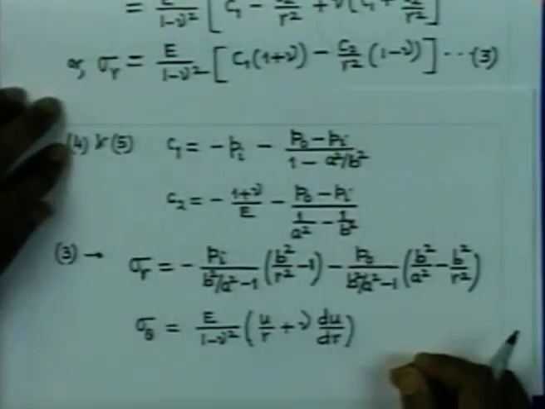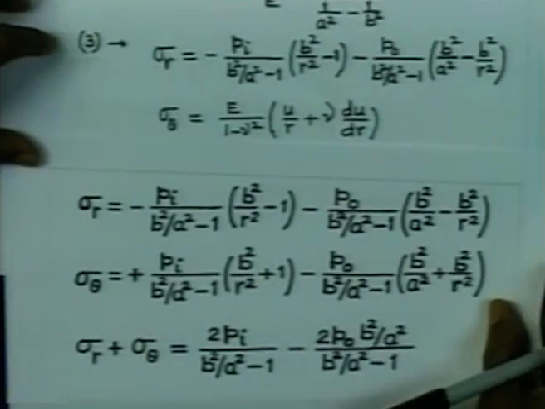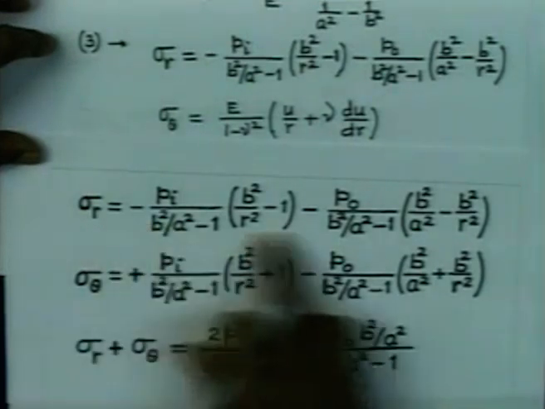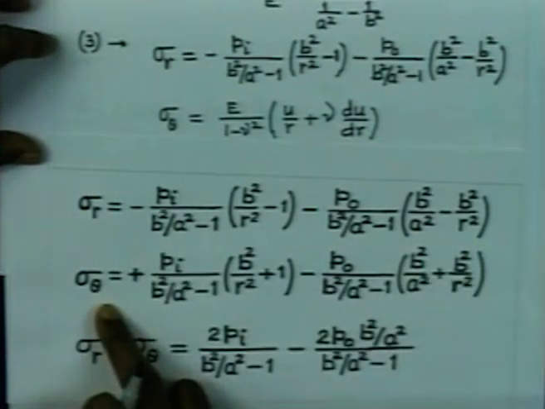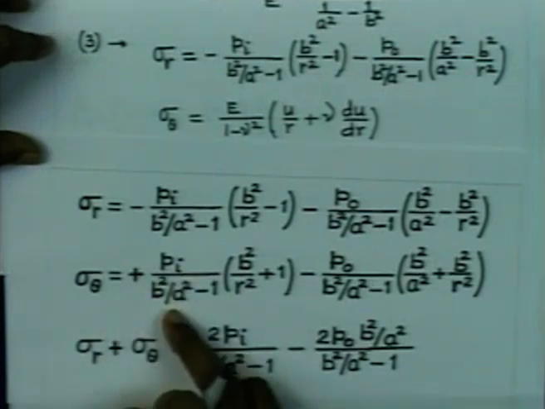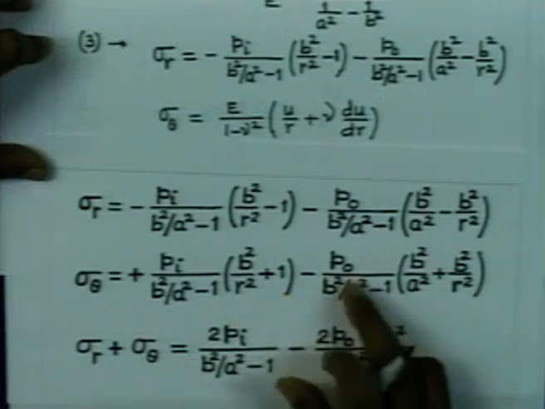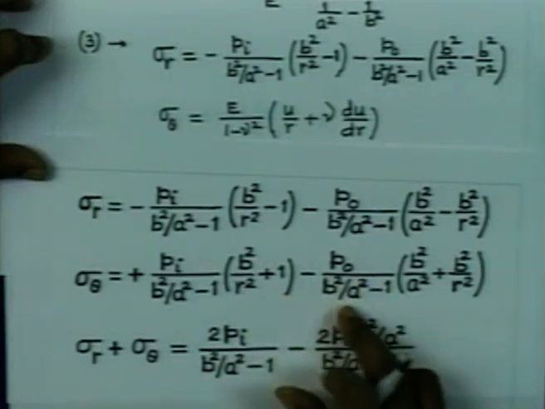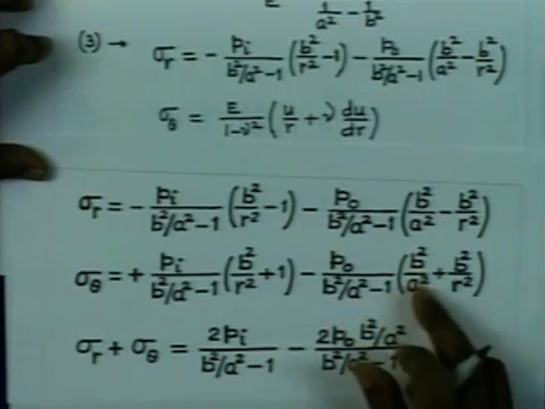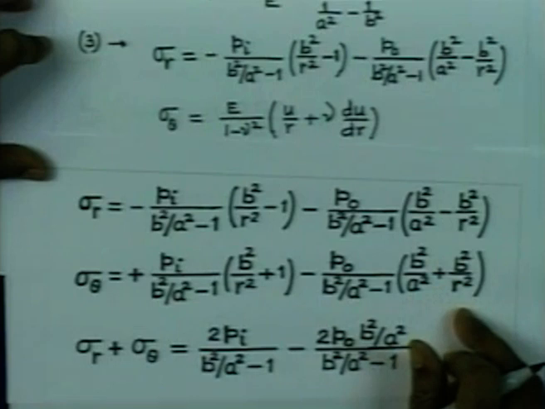Now that we have got u, we can substitute here, thereby we will get the value of sigma theta. So, therefore, this sigma theta will look like this. Your sigma r is this, sigma theta is Pi by (B square by A square minus 1) into (B square by R square plus 1) minus P0 by (B square by A square minus 1) into (B square by A square plus B square by R square).